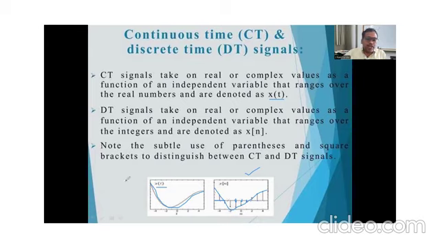Continuous time signals are denoted by x of t. Discrete time signals are denoted by x of n.